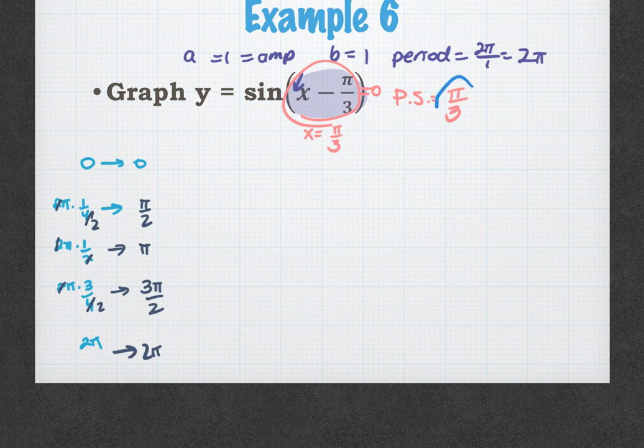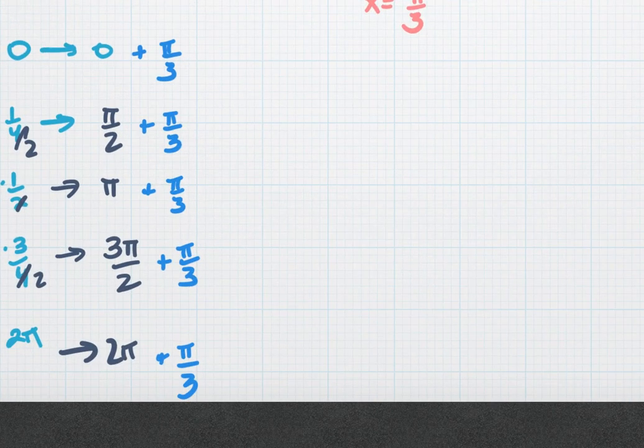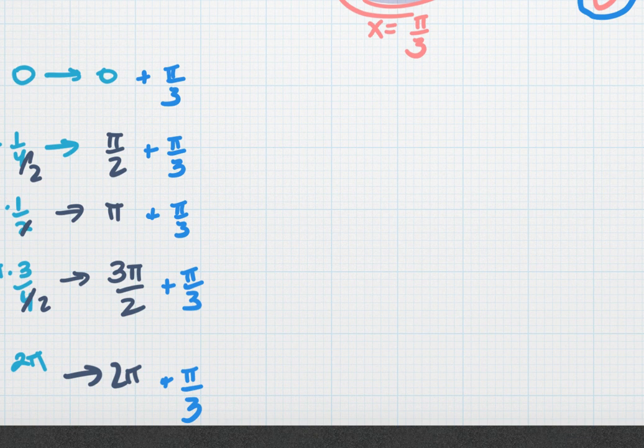Now I take my phase shift, which is a positive pi over 3, and because it's positive, I add it to each one of these. So I get pi over 3. I have to change these to have a like denominator. So this would be 3 pi over 6 plus 2 pi over 6, which is 5 pi over 6.